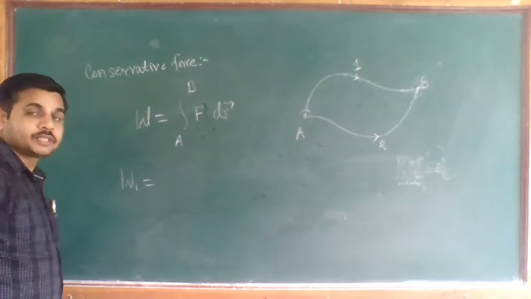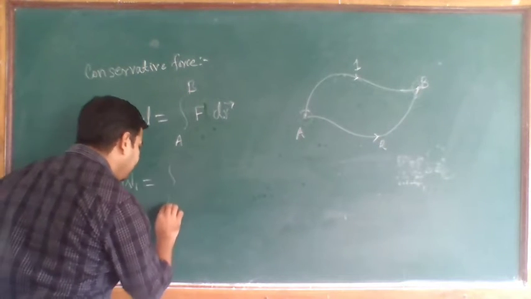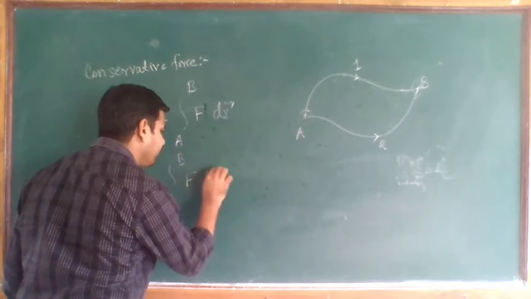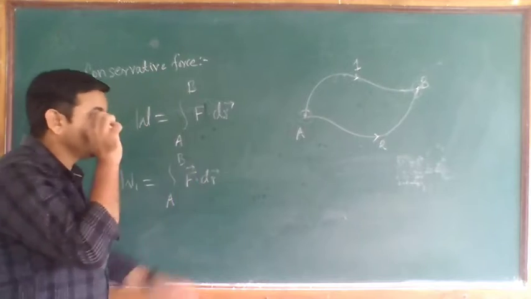W1 is basically the integration from A to B of F dot dr, with the application of this force.